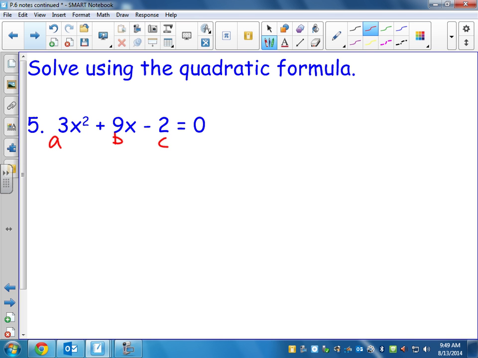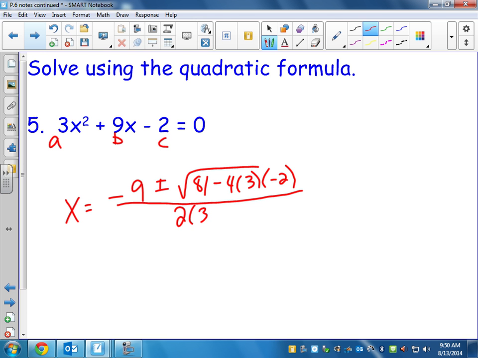The big thing is make sure you pull out a, b, and c correctly. If it's not equal to 0, make sure you take the opposite sign of c or you move it over. But then it's just plugging it in and knowing it. So negative b plus or minus the square root of b squared. I pretty much always just automatically square b, because if b was negative and you type in negative 9 squared on your calculator without parentheses, it's going to give you a negative answer. So be careful doing that. Minus 4 times a times c, all over 2 times a.